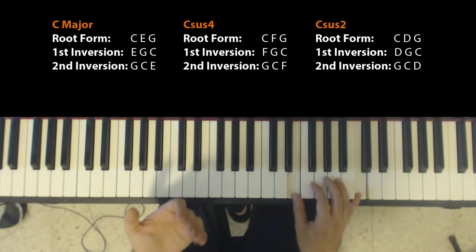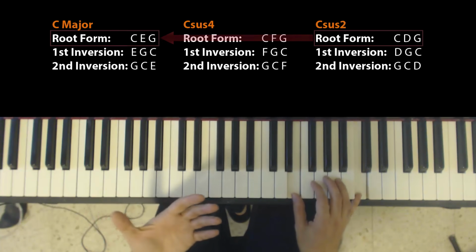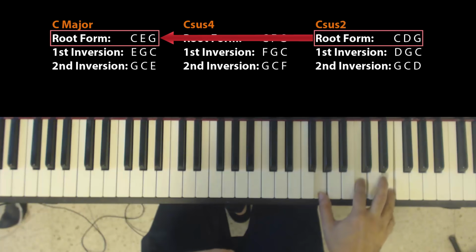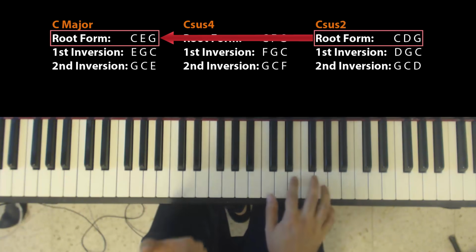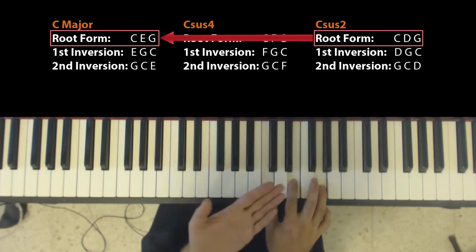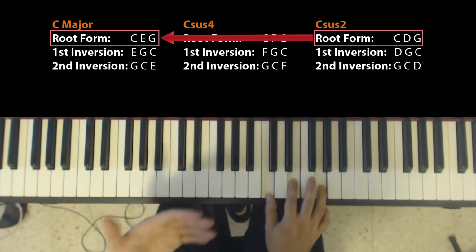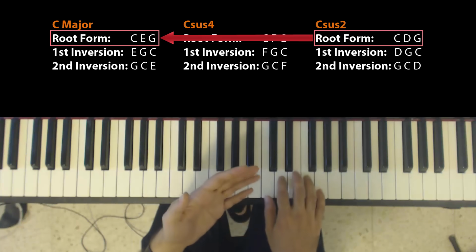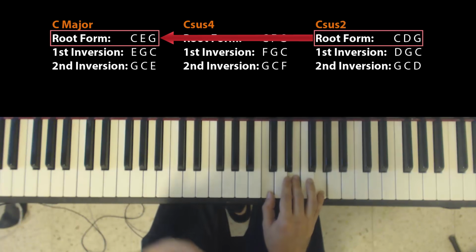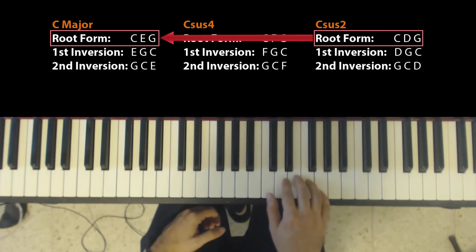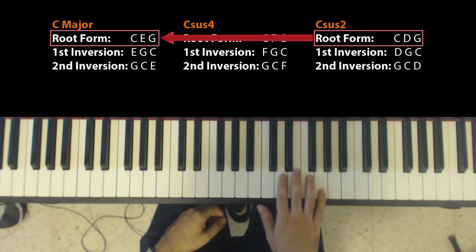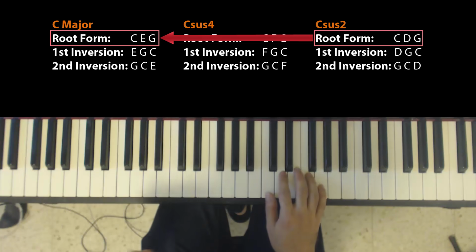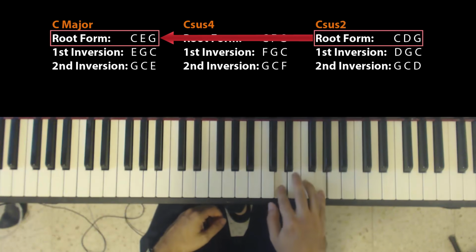The next step is the root form of C. So I'm going down the inversions. I started from this, then I played something that's based off this inversion, and now I'm going to play something based off this inversion. Again, there's more than one way of embellishing this particular inversion or breaking it down or arpeggiating it. Here I'm going to play basically a C sus2 and resolve it to the C major.